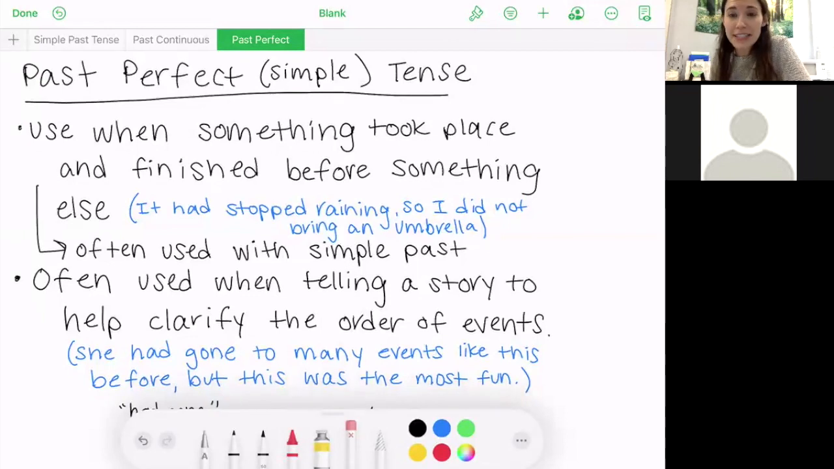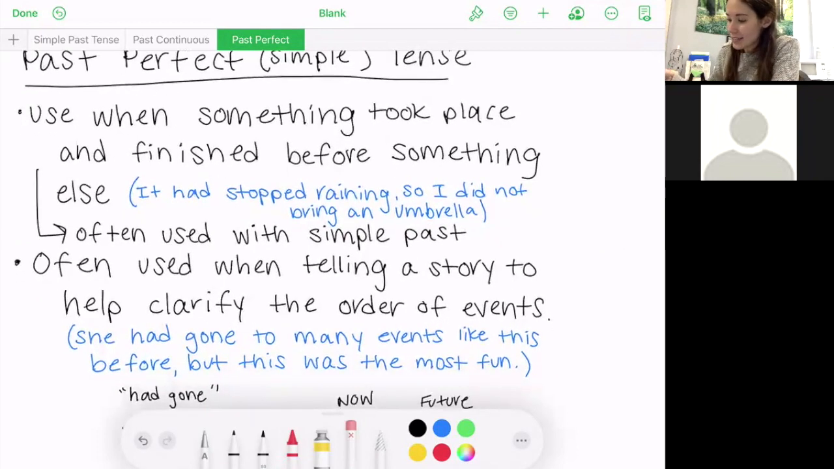The past perfect tense will be used when something took place and finished before something else. A lot of the time you'll use the past perfect when you are talking about a story or giving the order of events. Some examples: it had stopped raining, so I did not bring an umbrella. We can look and see we had our had stopped. That is the first example of our past perfect.